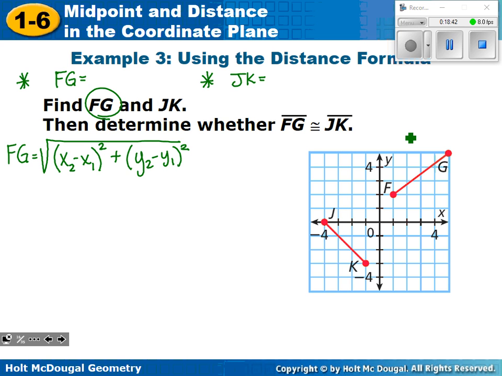So the first thing you've got to be careful about is if they give you a problem like this, did you pick out your coordinates correctly? A lot of times I see students make a mistake at the very beginning and then their whole work is wrong. So what are the coordinates for point F?